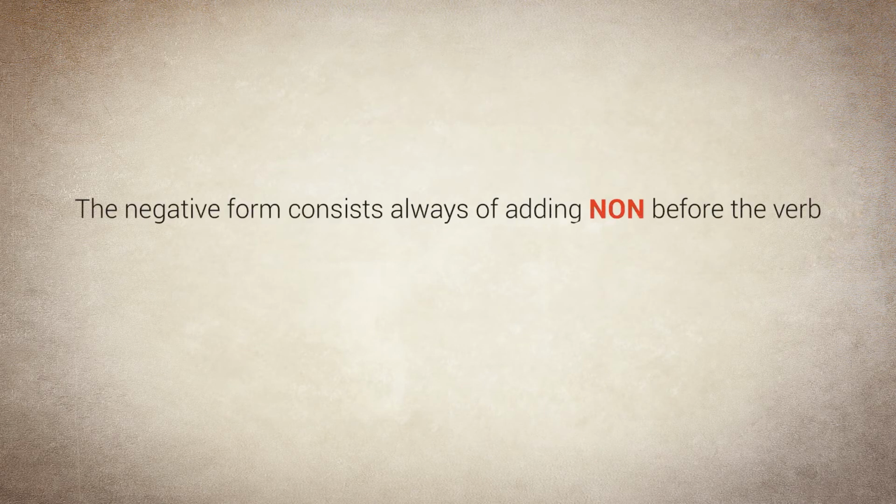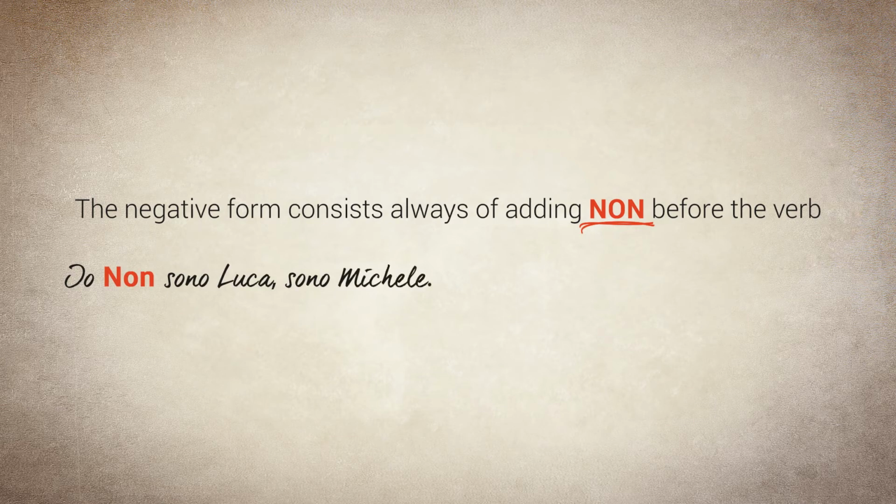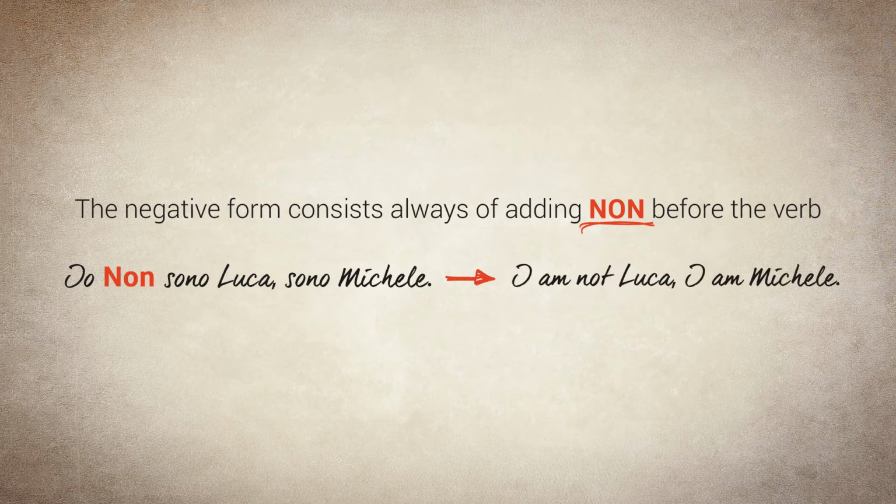What about the negative form? The negative form always consists in adding non before the verb. Per esempio, io non sono Luca, sono Michele. I'm not Luca, I'm Michele.